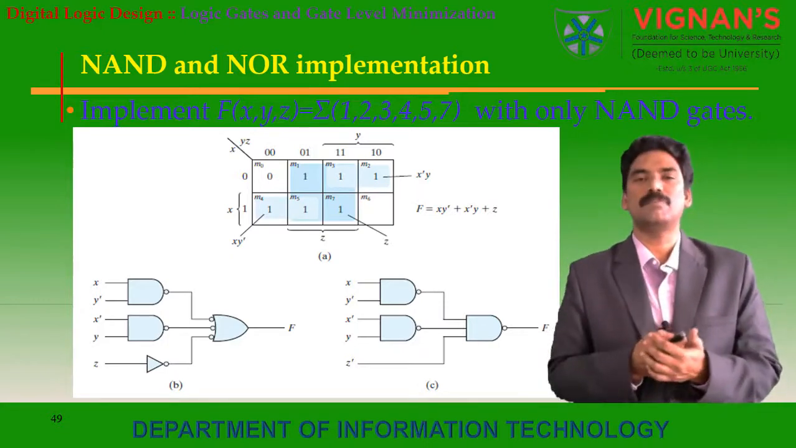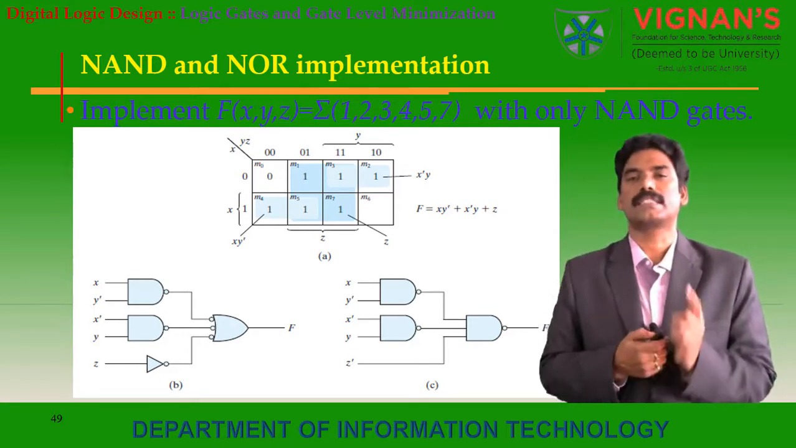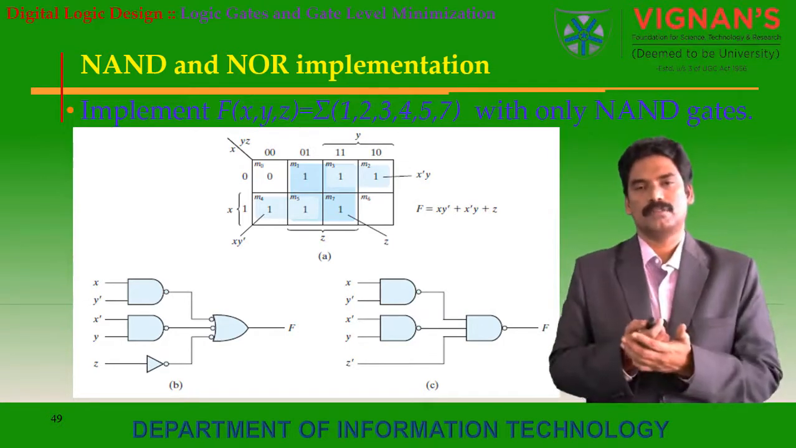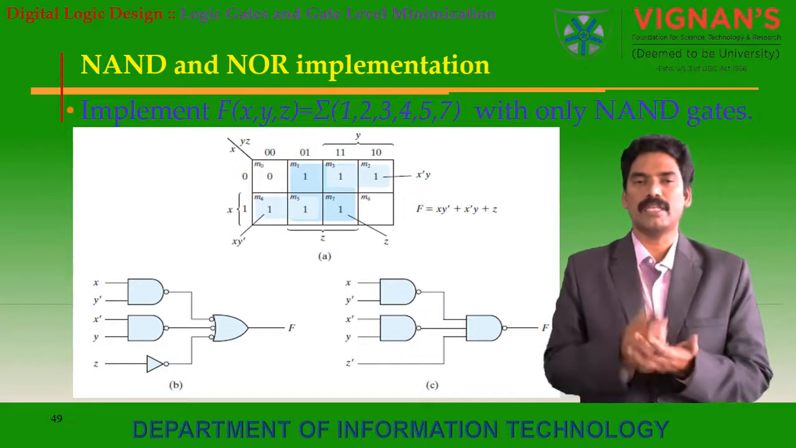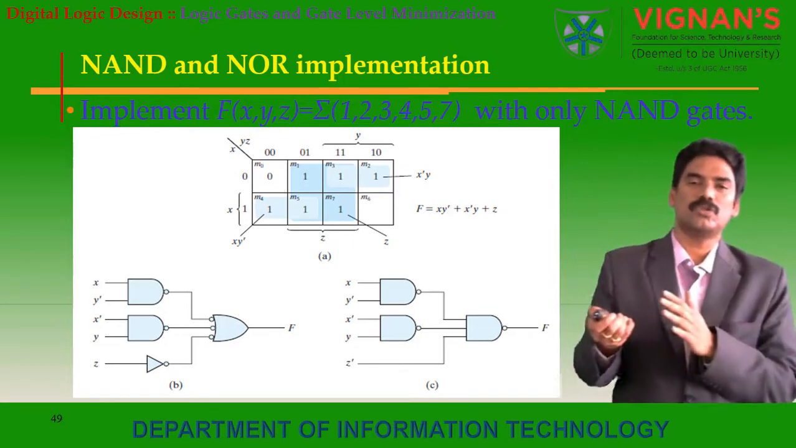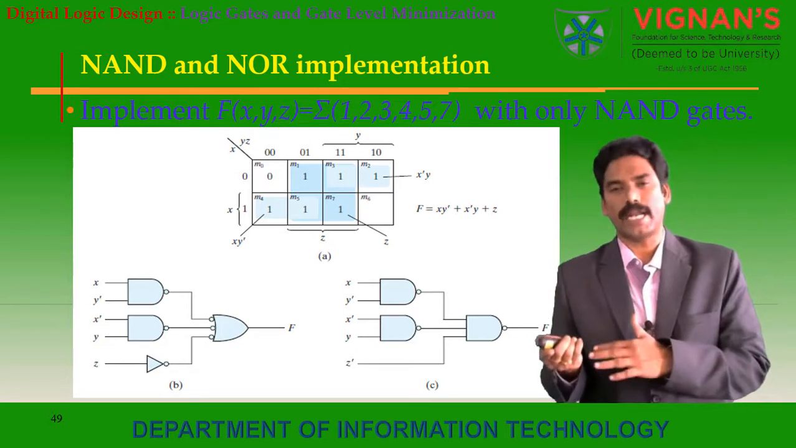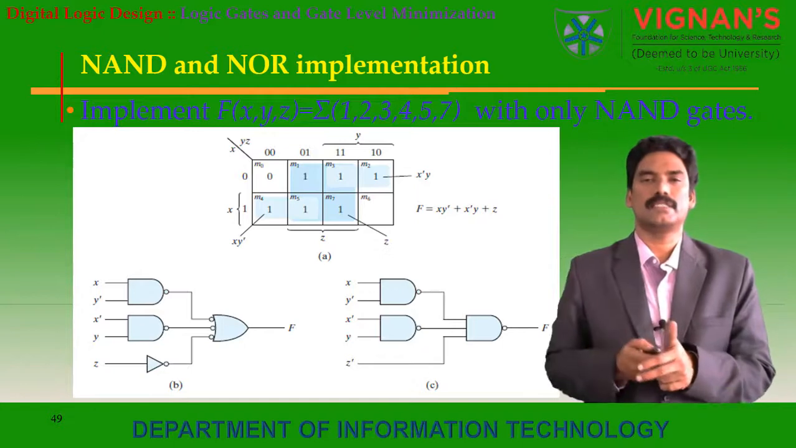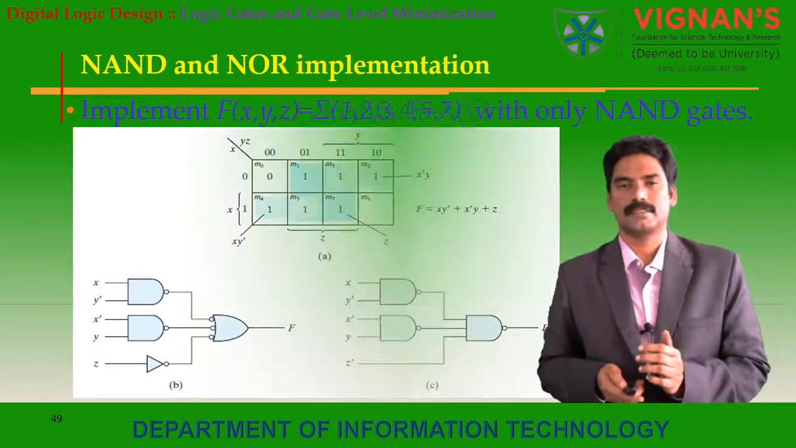By using map simplification, we will get f is equal to x y bar plus x bar y plus z. So we are implementing in two ways. X y bar we are using directly to a NAND gate, x bar y another NAND gate, and z a NOT gate, we are giving it to an invert OR, that is f. Or we are using all NAND gates x y bar, x bar y and z bar, we will get this required expression. This is about implementation of NAND gates.